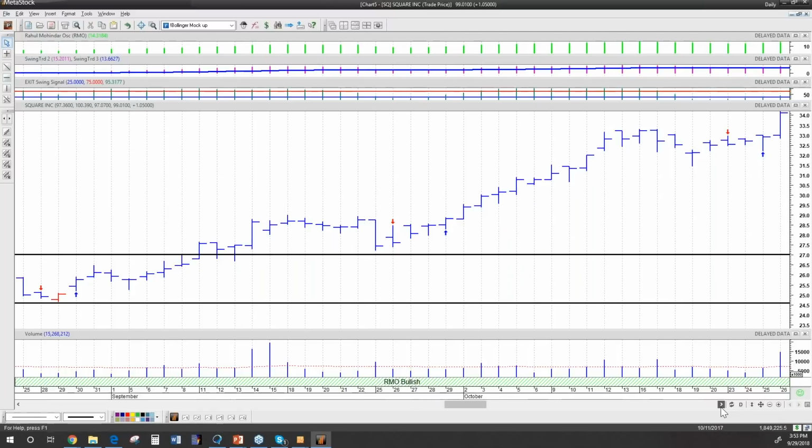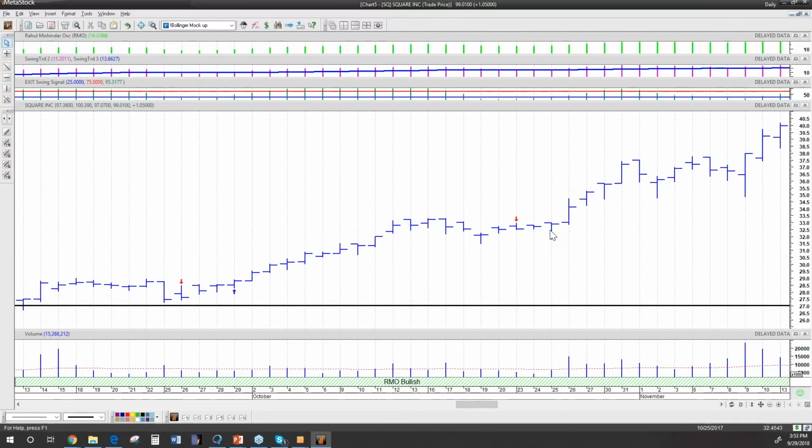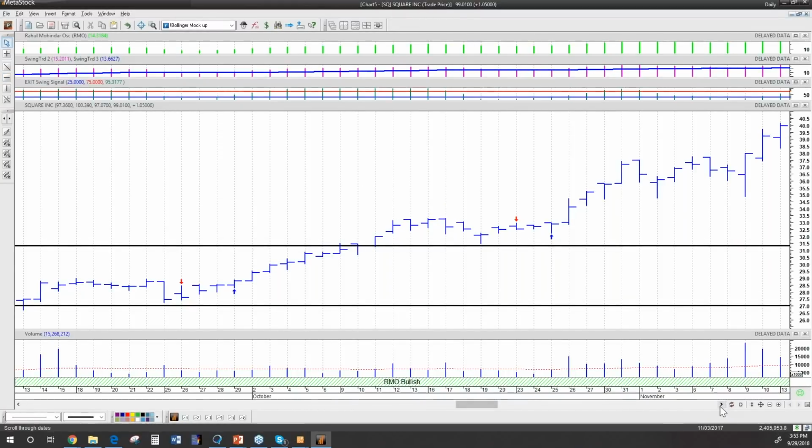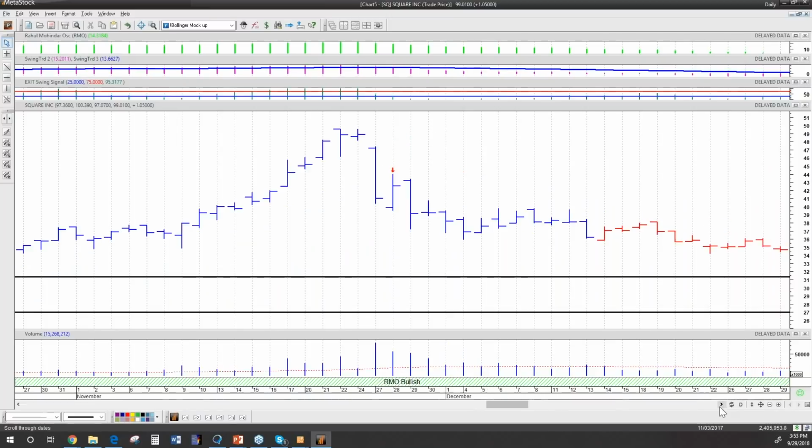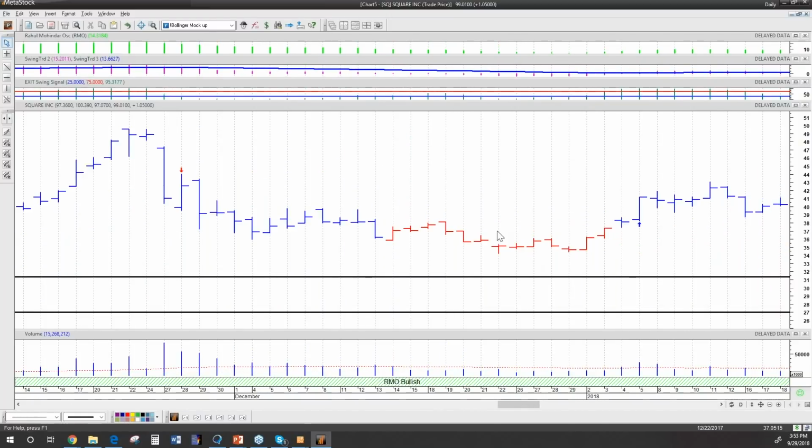This is such a simple system to use. Pull back, move your stop. Pull back, move your stop. Pull back, move your stop. Again, it's not that sexy. It's not that crazy. Pull back, move your stop. As long as everything doesn't go bearish, you're not going to change your position.